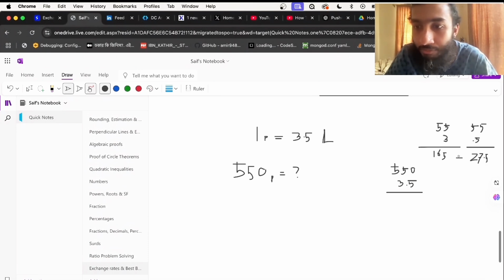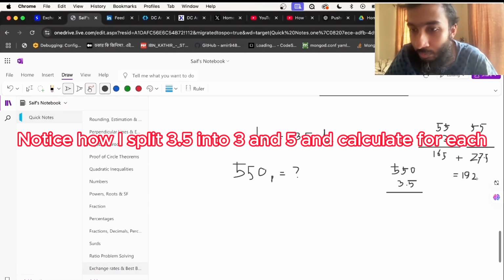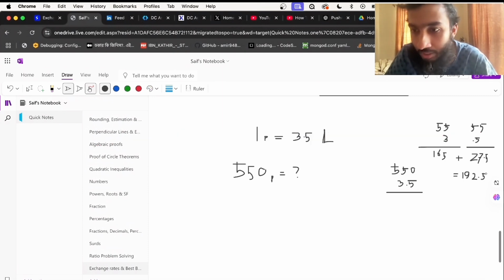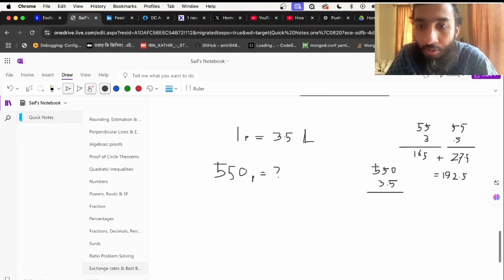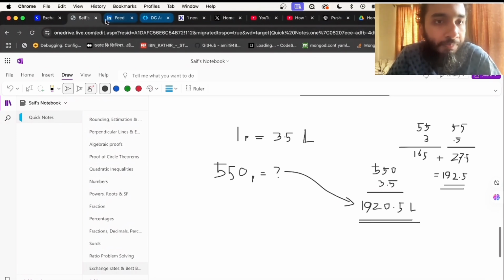So if I add 165 with 27.5, I get 192.5, right? So if 55 multiplied by 3.5 is 192.5, what is 550 multiplied by 3.5? Just add an extra 0 before the dot, which is 1925. So 550 pounds is approximately 1925 lira, or close to 2000 lira. So this is the first part.